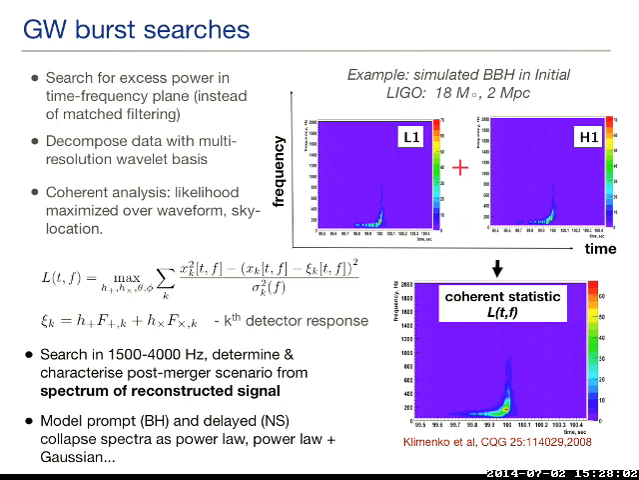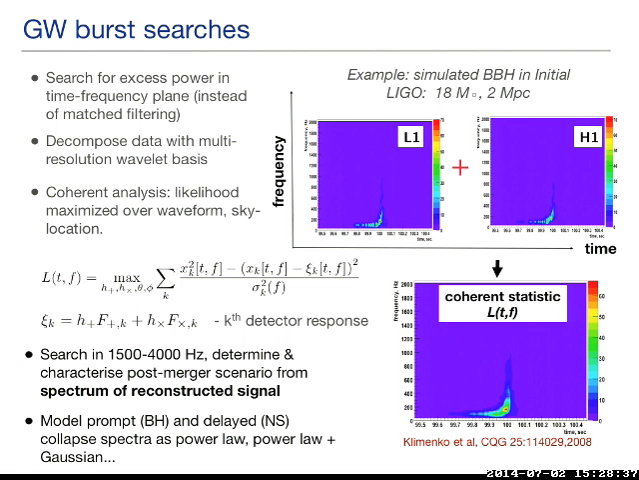Okay, so I guess this is more into my realm of expertise. Of course we don't have templates as such yet. I'll say some more about that towards the end, hopefully. So we basically end up having to use a generic unmodeled burst search. The basic idea is just to search for excess power in some time frequency plane instead of matched filtering, and to do it coherently or coincidentally between detectors.